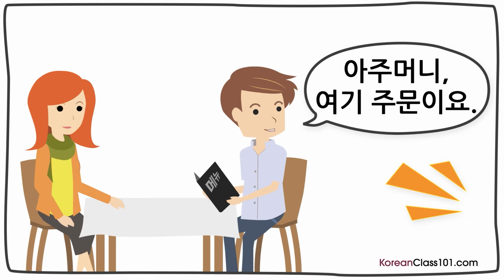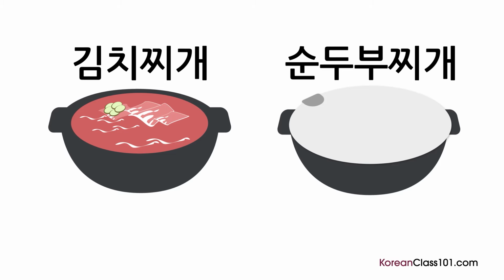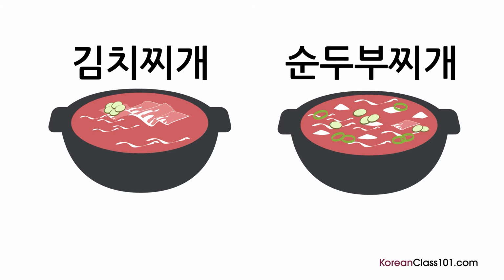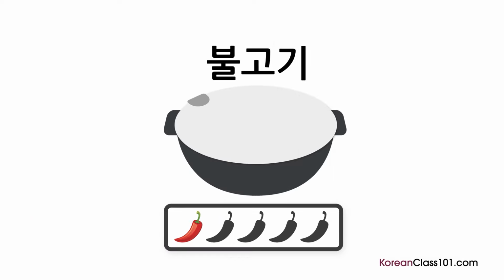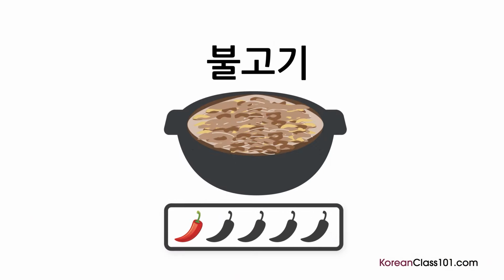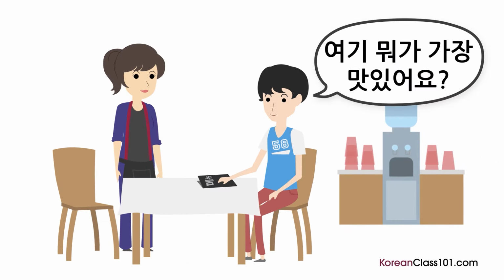It's not rude. Some of the most popular Korean dishes people order are 김치찌개 or kimchi stew and 순두부찌개 or stew with soft tofu. These foods are a bit spicy, so if you don't like spicy foods, look for a dish called 불고기. 불고기 is sliced and seasoned barbecued beef. This is another popular dish among foreigners. If you're not quite sure what to order, ask the waiter, 여기 뭐가 가장 맛있어요? It means, what's the most delicious food here?